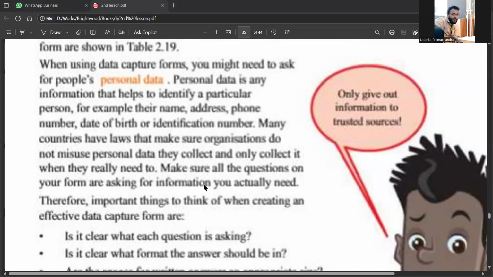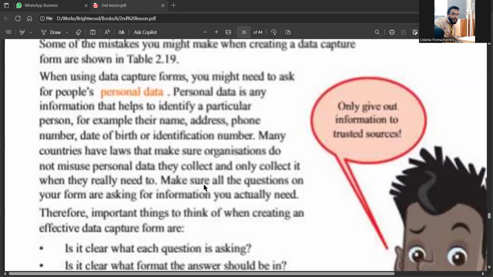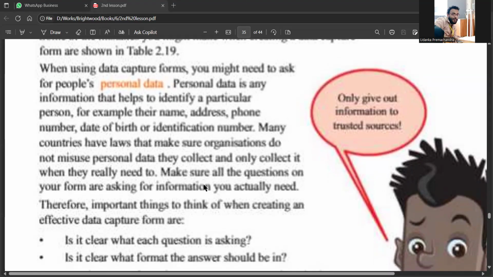I'll share a document with you. When we want to capture data with forms, you need personal data. When you collect quantitative data, you have to deal with personal data. Personal data is any information that helps to identify a particular person. For example, it can be their name, address, phone number, date of birth, or identification number.